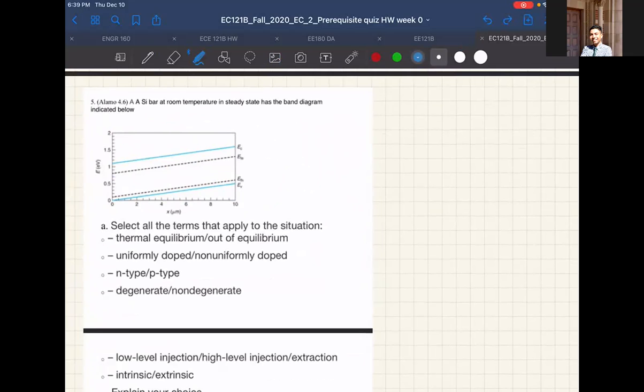Okay, so they give you this, and they ask you to select the answer in terms of what you're seeing. So the first question is: is it in thermal equilibrium or is it out of equilibrium? For this one, I'm going to ask you guys to give it a shot. What do you think it is and why?